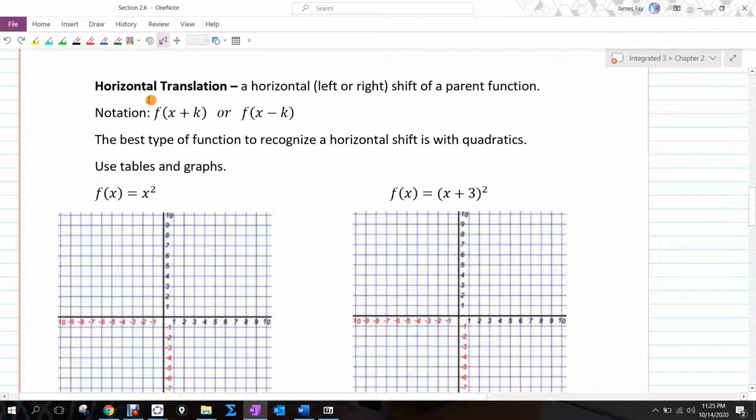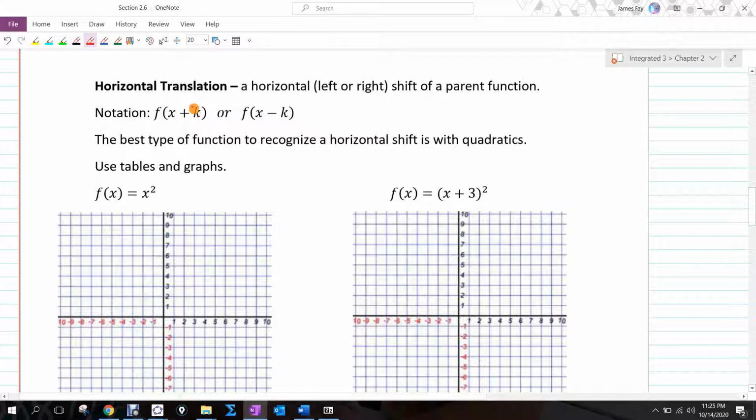The notation that we're going to see is a little bit different. Notice the last time it was vertical, it was f of x plus k. That was vertical. Now horizontal, you see that you add the k to the x inside these parentheses. So I'll demonstrate what that looks like when we get down to a specific quadratic.